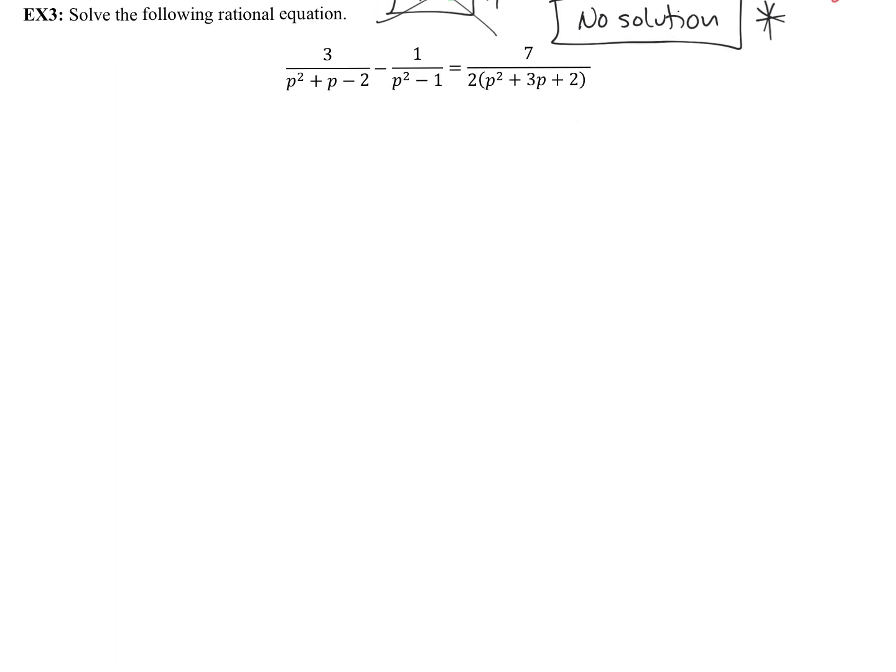All right, let's take a look at example 3. Solve the following rational equation. This is a big one.